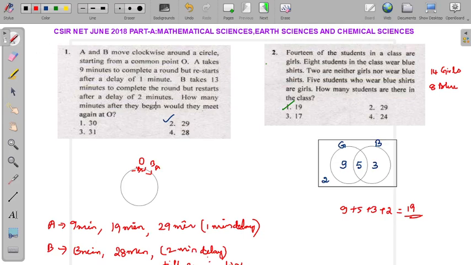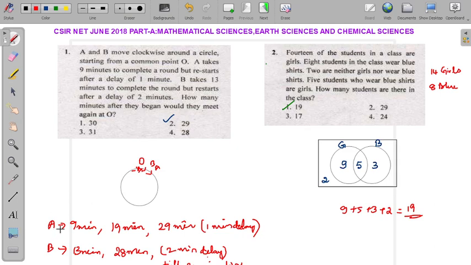A and B move clockwise around a circle, starting from a common point O, which I have marked here. A takes 9 minutes to complete a round but restarts after a delay of 1 minute. B takes 13 minutes to complete the round but restarts after a delay of 2 minutes. How many minutes after they begin would they meet again at O?